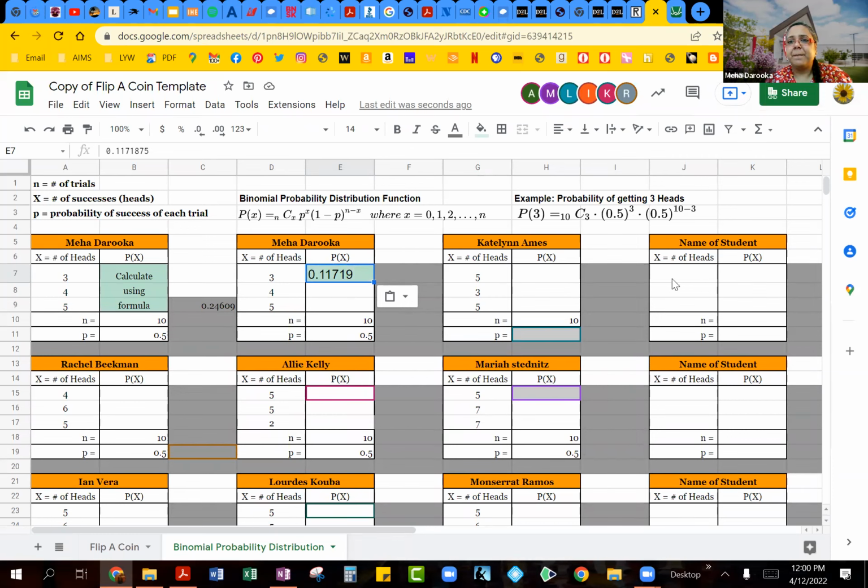So do you see how this formula works, guys, for the binomial probability distribution?